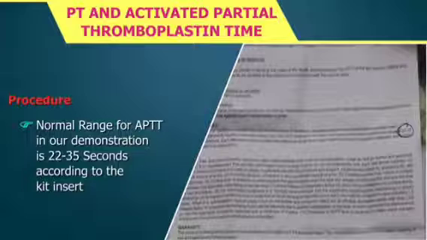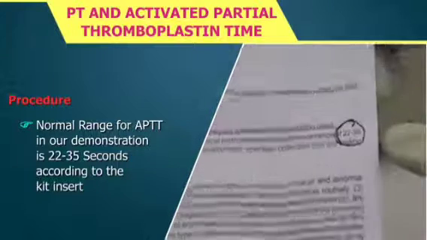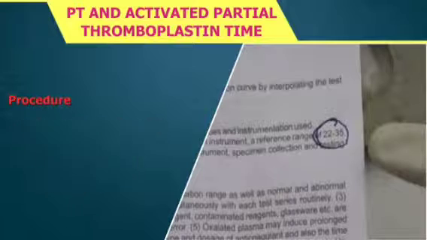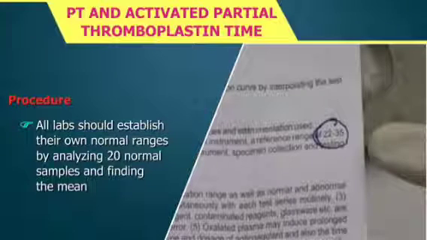The normal range for APTT in our demonstration is 22 to 35 seconds according to the kit insert. However, all labs should establish their own normal ranges by analyzing 20 normal samples and finding the mean.